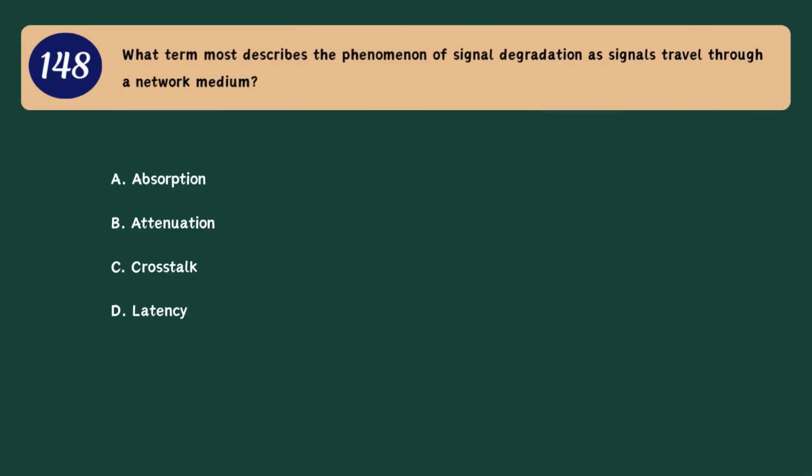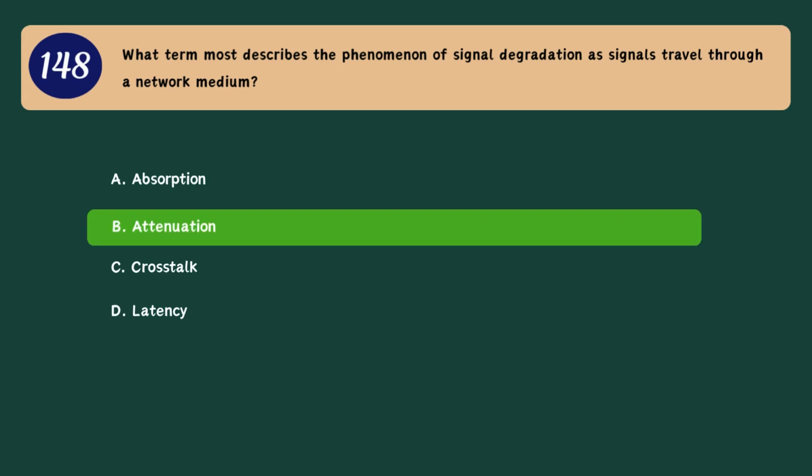Question 148. What term most describes the phenomenon of signal degradation as signals travel through a network medium? A. Absorption, B. Attenuation, C. Crosstalk, D. Latency. Correct answer: B. Attenuation.